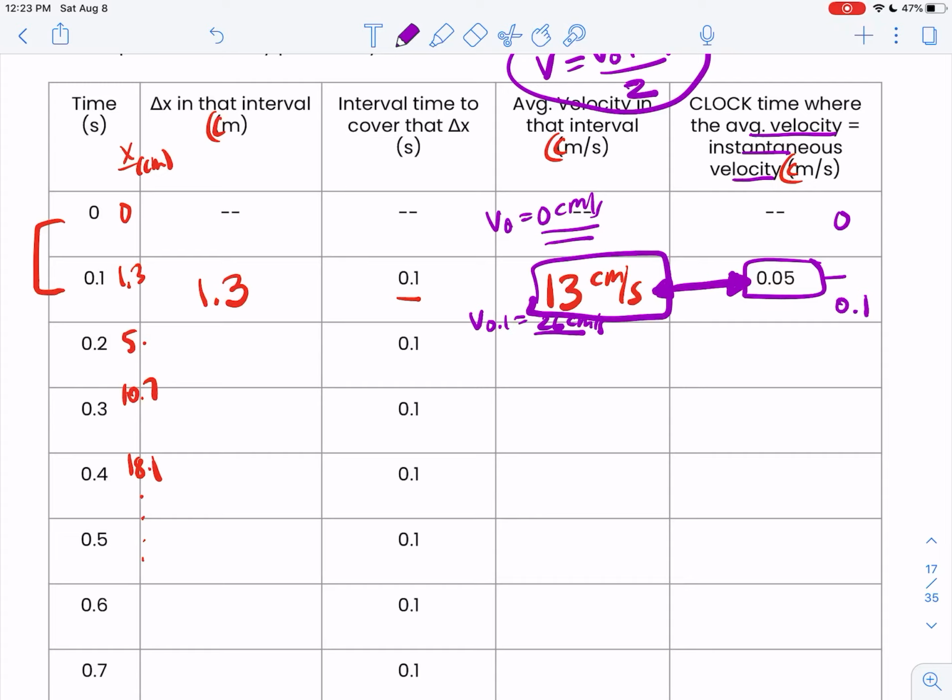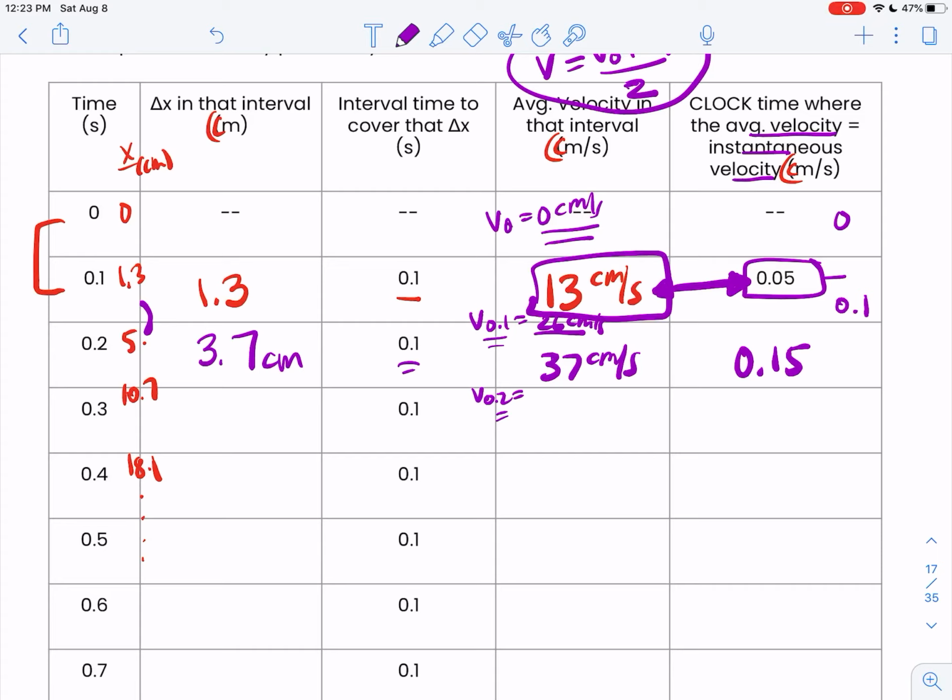For the second one, it's going to go from 1.3 to 5, so this is going to be 3.7 centimeters in that interval. It still takes 0.1 seconds because now we're talking about the next interval. So the average velocity here is going to be 37 centimeters per second, on average between those points. Again, this is going to happen at the middle of that time interval, which is now 0.15 seconds. Then you could go through and average this, and find out the instantaneous velocity at the tenths. You could do it that way, it's just a little harder work.